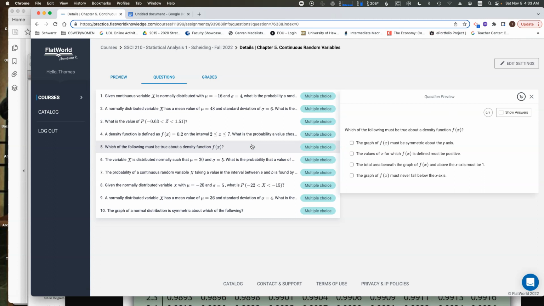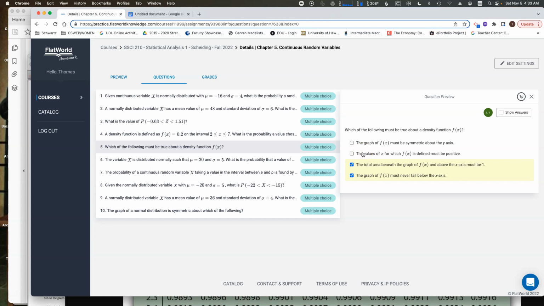What must be true of a density function? Oh, this sounds nice and easy. Okay. Well, the one thing we do know is that the area under the curve has to equal 1. That one we do know. What else do we know? Well, we know it can't be below the x-axis. That's just by definition. Value of x must be positive?